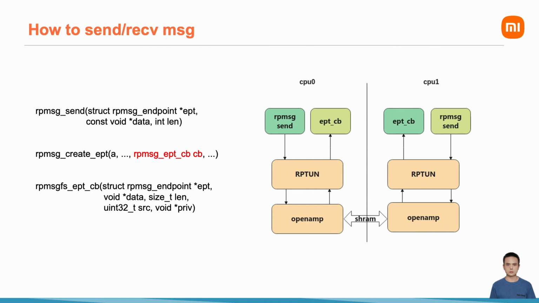Then how to send or receive messages? Let's see the picture. In CPU 0, call rpmsg send to send the message, and CPU 1 will receive the message on the EPT callback. Also, CPU 1 will call rpmsg send to send a message, and in CPU 0, the EPT callback will receive the message.